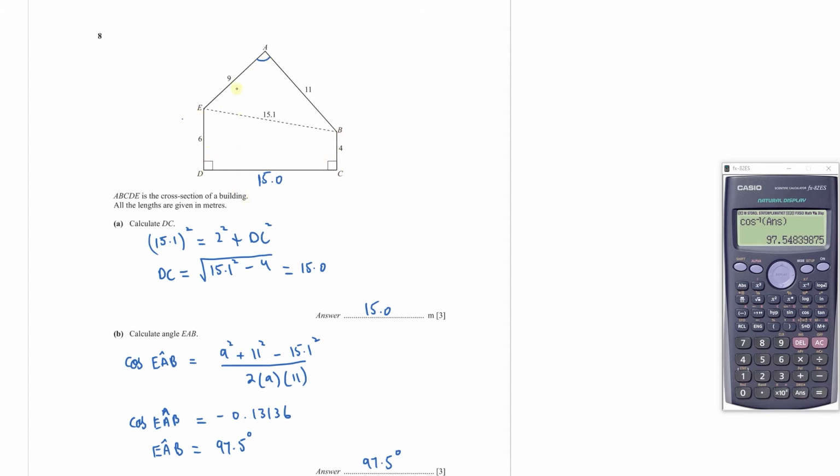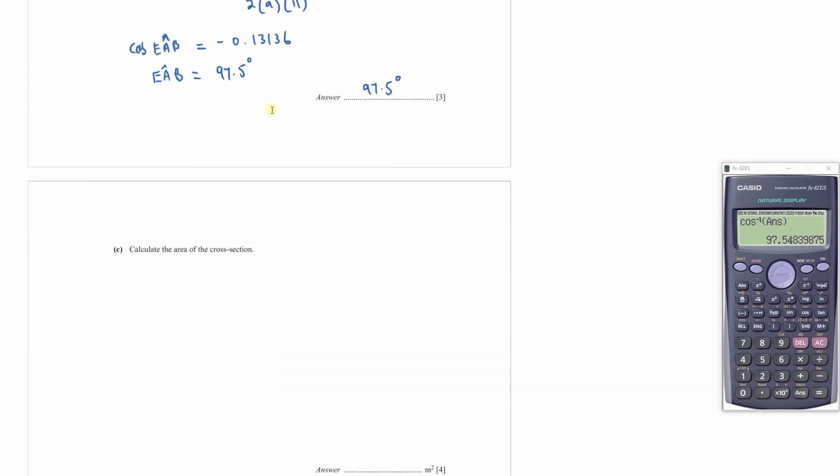So I know the height, I know the 2 parallel sides, so I can easily calculate the area of this. For the triangle, I can use the formula 1/2 into this length 9 multiplied by this length 11, and then sine of the angle between them. So I've also calculated this angle to be 97.5. So I can add the two areas together to get the area of the total cross section.